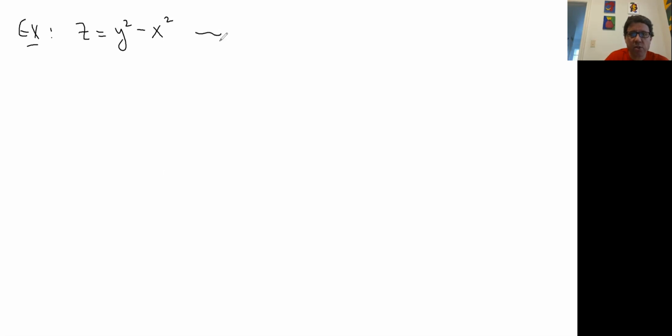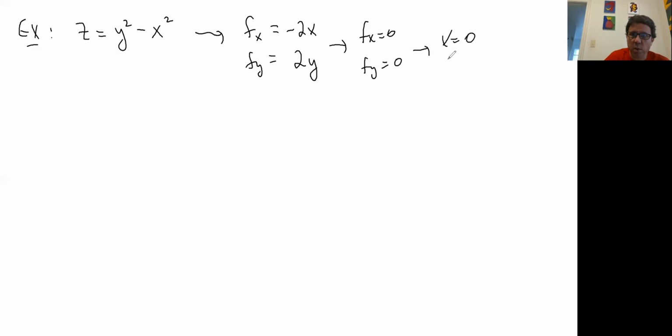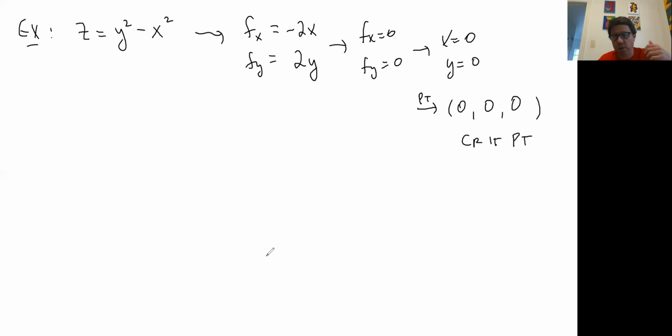But anyway, if we just straight up did the x derivative and the y derivative and set them equal to 0, then the x derivative is just -2x. The y derivative is 2y. If I set fx equals 0 and fy equals 0, this is a pretty easy one. The only way that works is if x is 0 and y is 0. So I get x equals 0 and y equals 0. And so my true point here is 0, 0, and then plug it back in to get z, 0. So there's my critical point there. It's just 0, 0, 0.